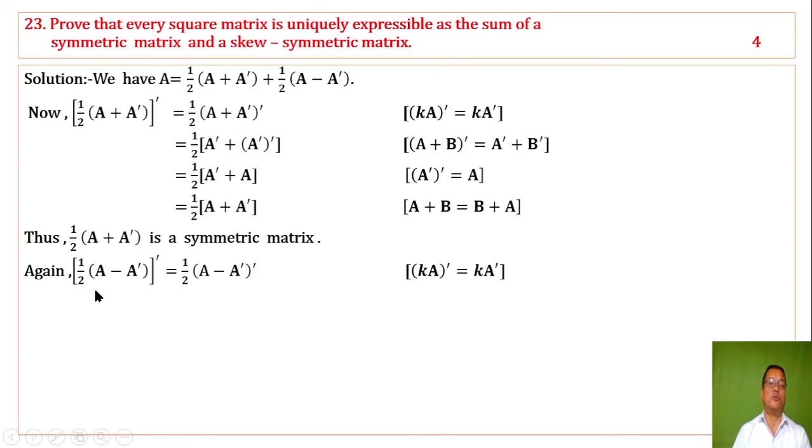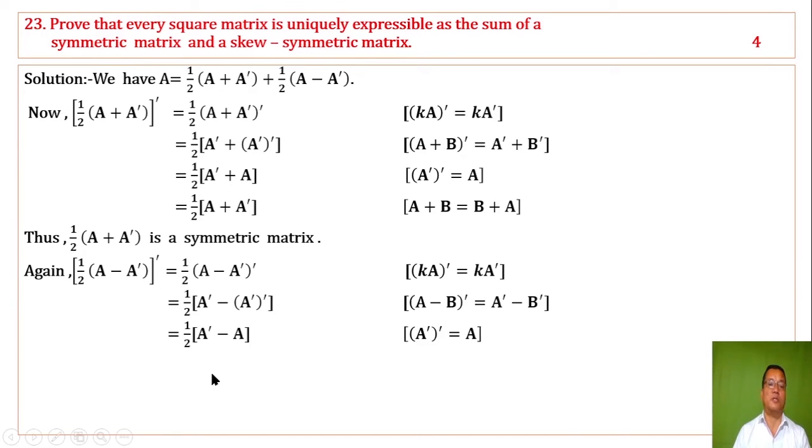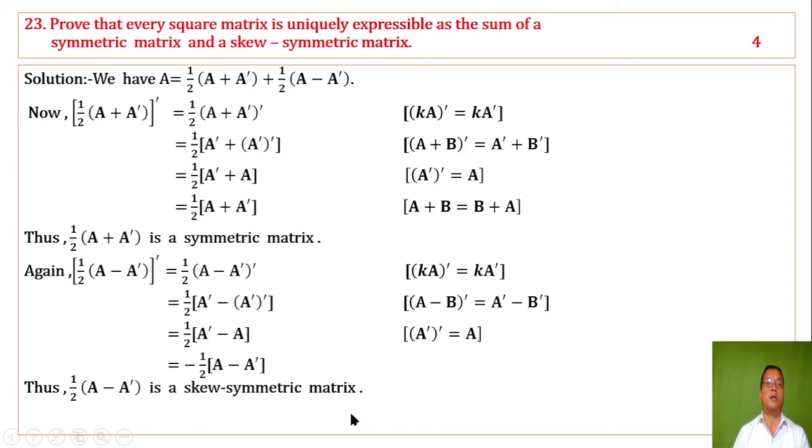Again, we have to take transpose of the second matrix. We have this, using this property similarly as just above. We have minus half of (A minus A transpose), whose transpose is minus times of itself. This shows that the given matrix is a skew symmetric matrix. First part is over.